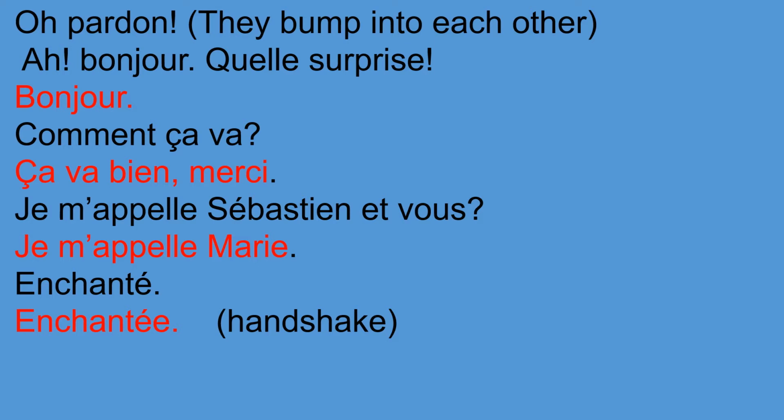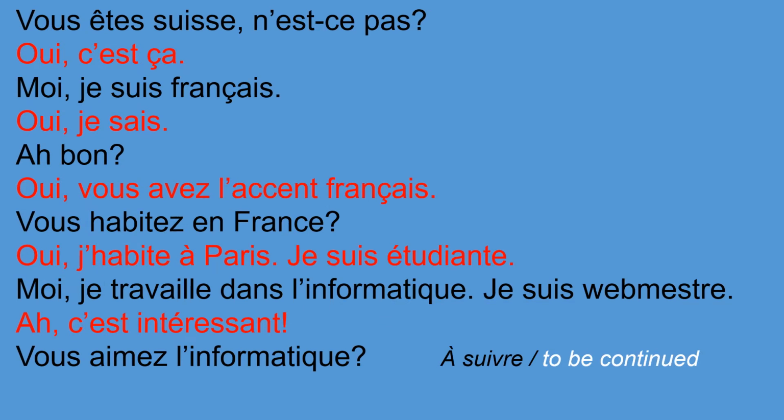And then she says bonjour, of course she's returning the greeting, and he asks, comment ça va? She repeats, ça va bien, merci. And he says his name, je m'appelle Sébastien, et vous, and you? Je m'appelle Marie. Enchanté, enchanté. Now, everything here, we have done it already. There's nothing really new. Let's move to the second part.